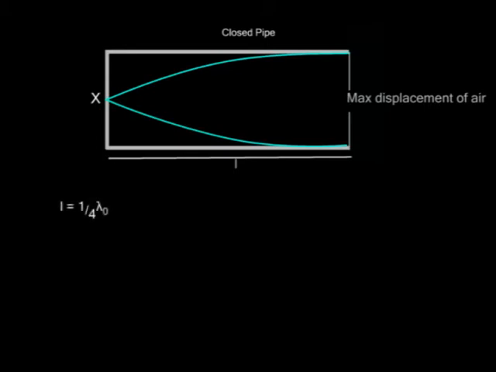And L is equal to a quarter lambda naught, so lambda naught is equal to 4L. But V is equal to F naught lambda naught. Therefore F naught is equal to V over lambda naught, which is equal to V over 4L. This lowest frequency is also the first harmonic. Since the antinode may not form exactly at the end of the pipe, an end correction E is added to L, and thus F0 is equal to V over 4 into L plus E, where E is the end correction.